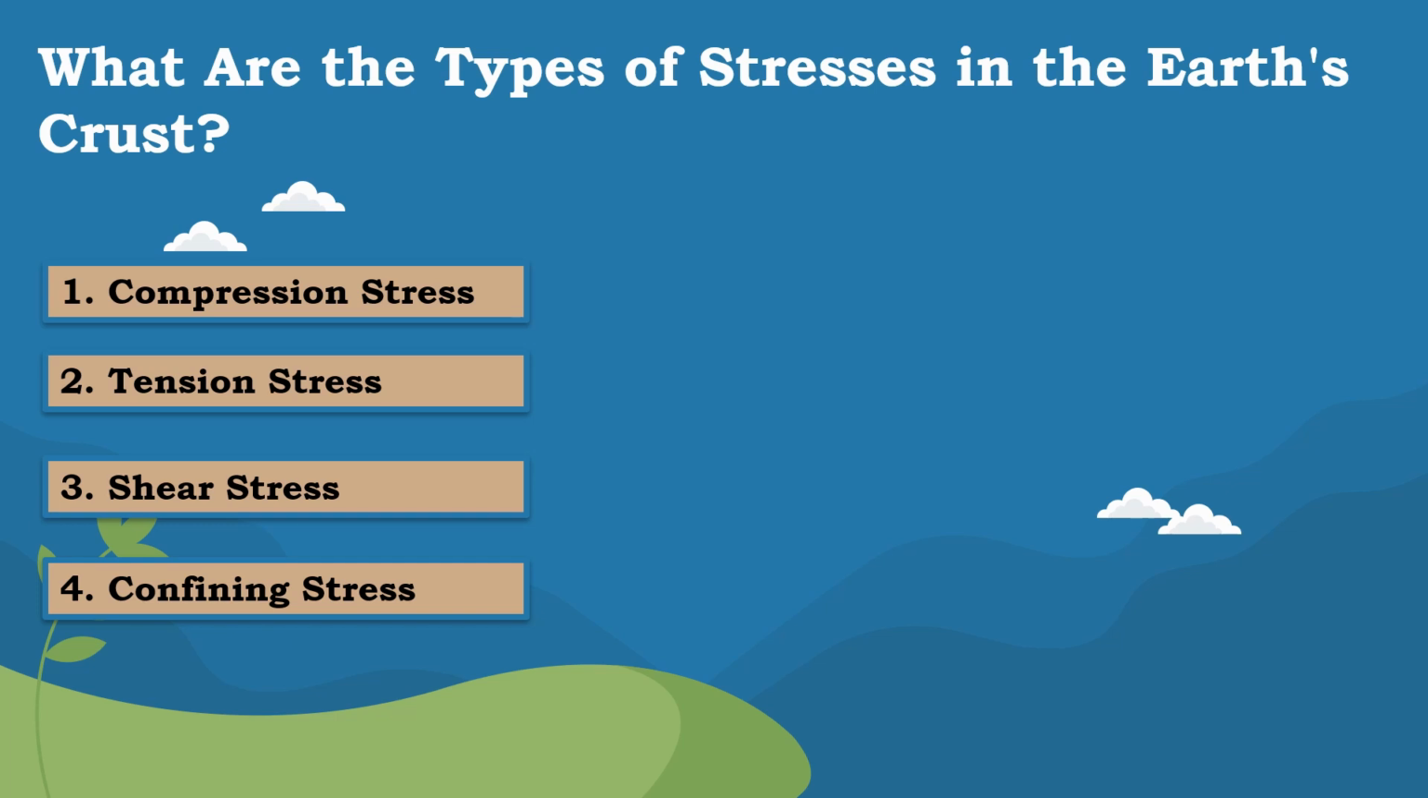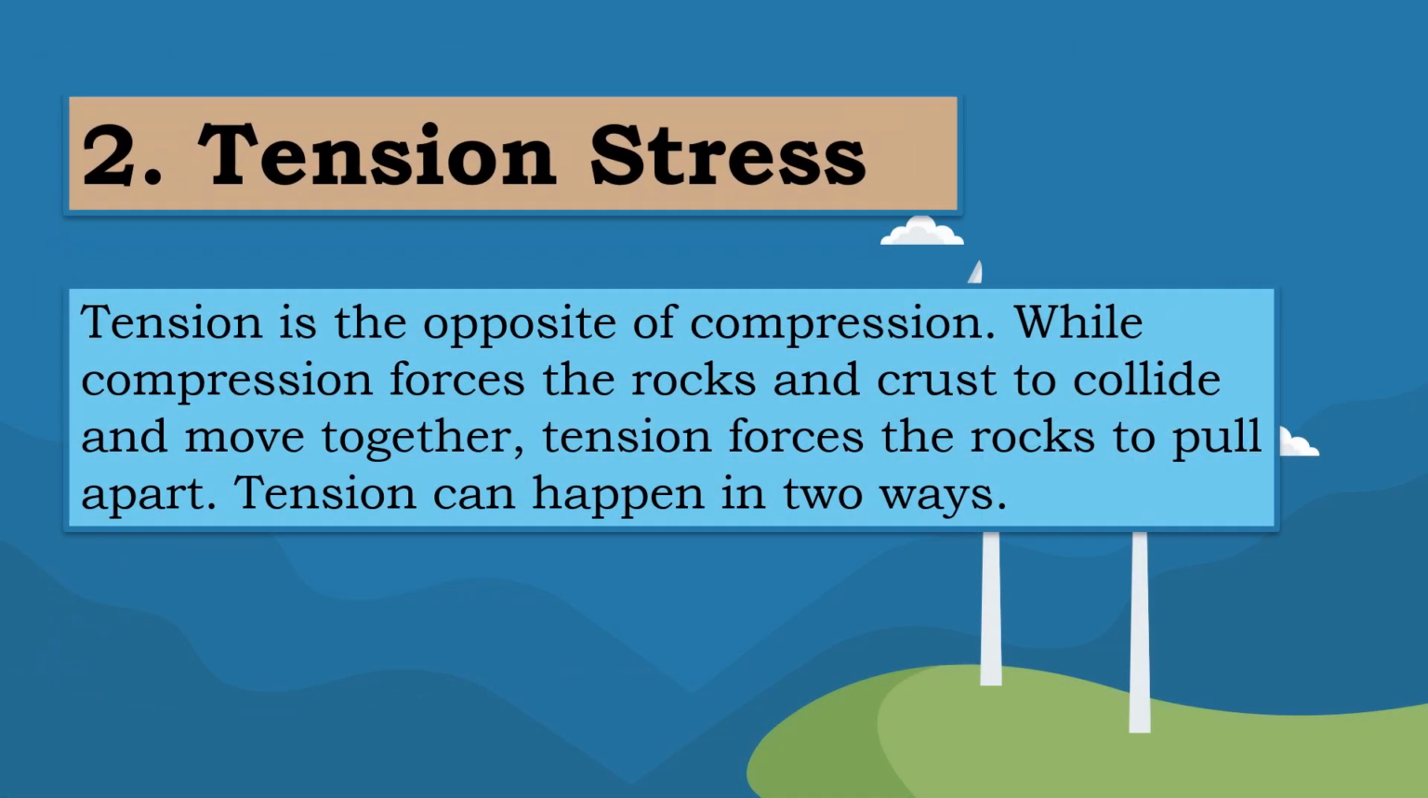Ang ibig sabihin ng tension stress? Ang tension stress is the opposite of compression. So, kung sa compression nagdidikit-dikit, kabaliktaran to ng tension stress. While compression forces the rocks and crust to collide and move together, tension forces the rocks to pull apart. Tension can happen in two ways. So, ang tension stress ay naghihiwalay or paghihiwalay ng crust. It can happen in two ways.